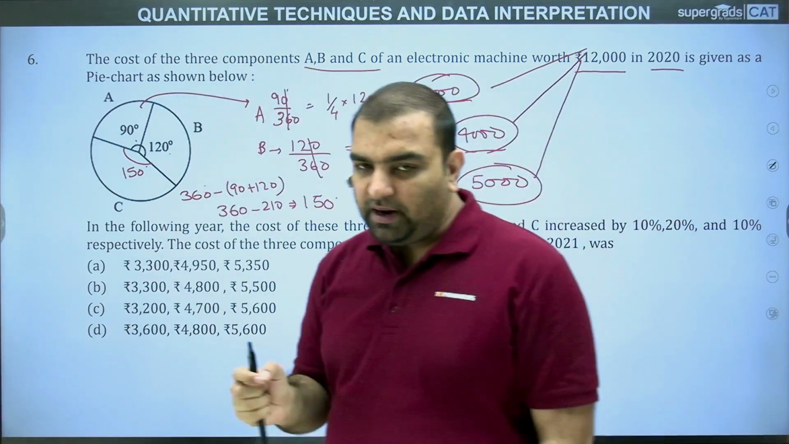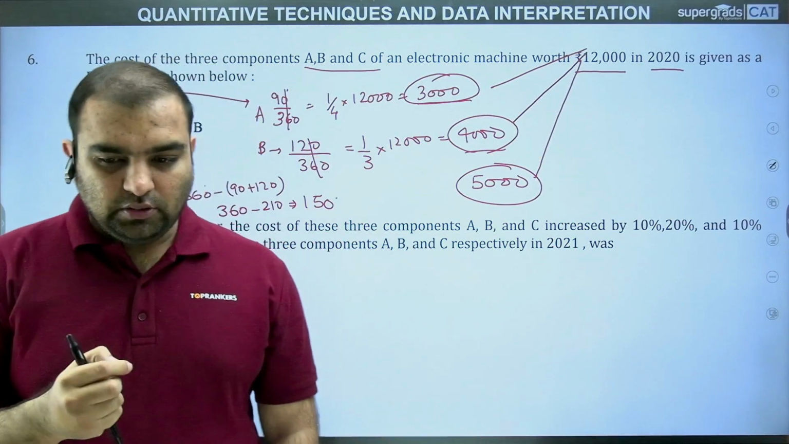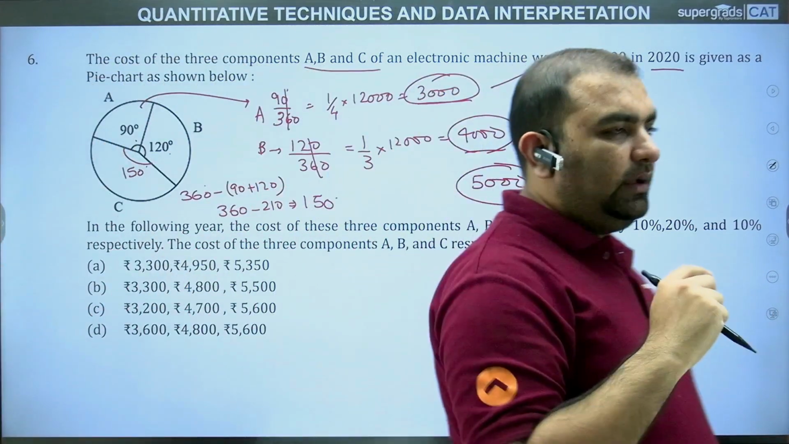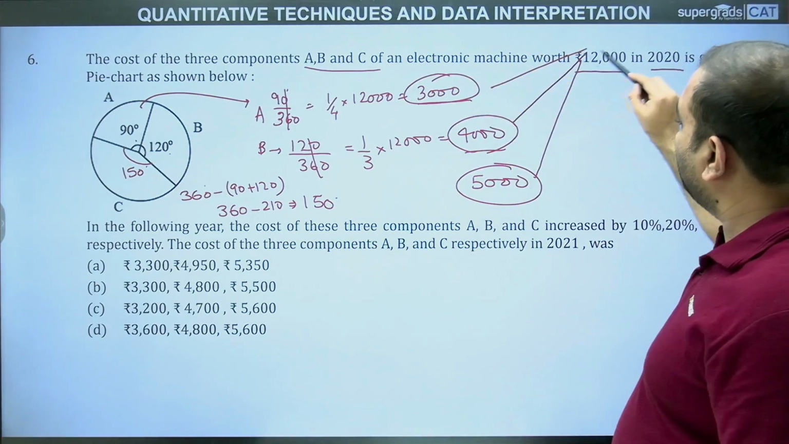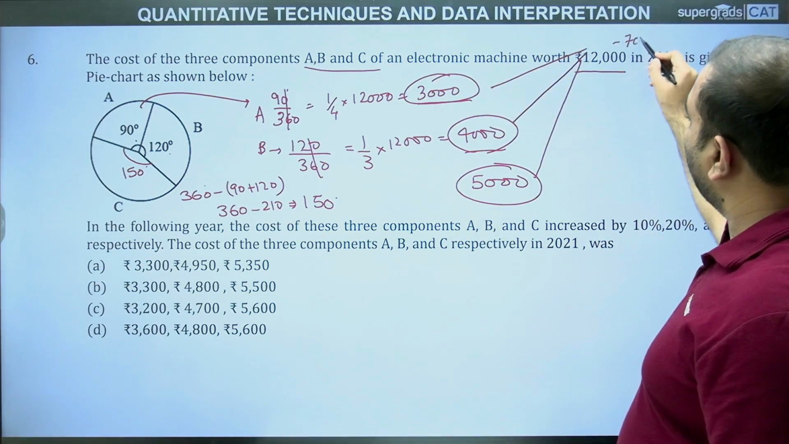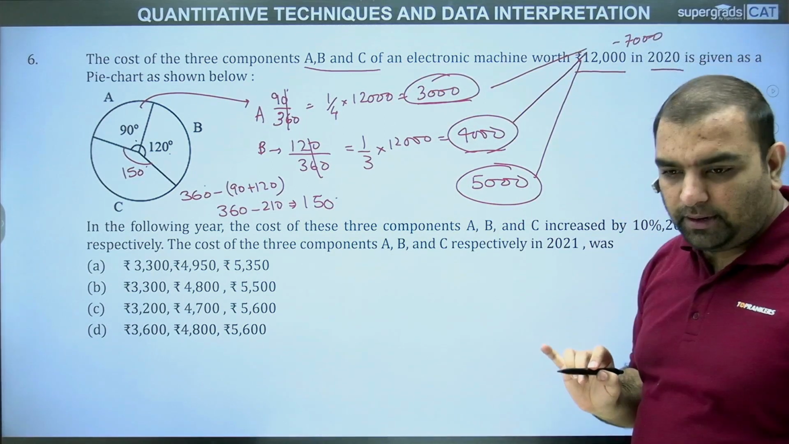3,000, the first part we have calculated. 4,000, the second part we have calculated. Since their sum has become 7,000 and the total is 12,000, 12 minus 7 is 5,000, the third part.